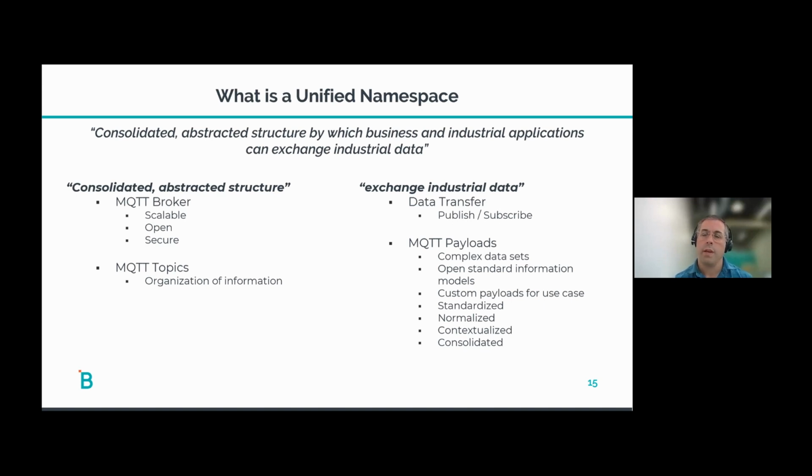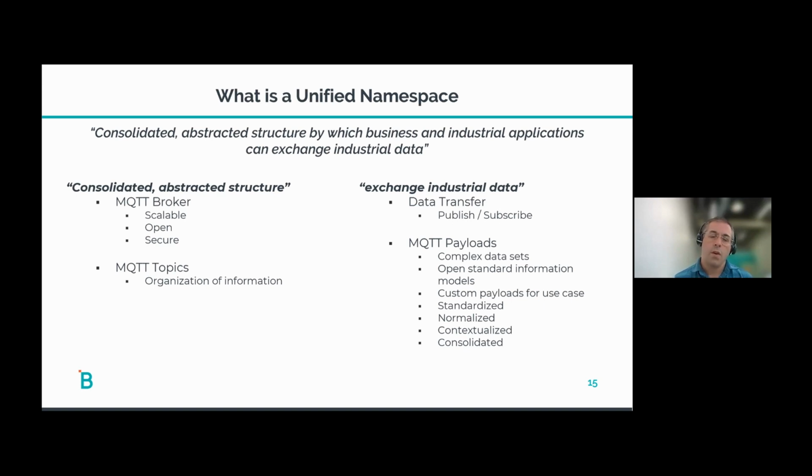The other component is we need to be able to exchange industrial data. So with MQTT, it's a pub-sub data transfer approach. The source applications can publish data in, and the subscribing applications can subscribe to data and get the updates whenever the updates are published in.